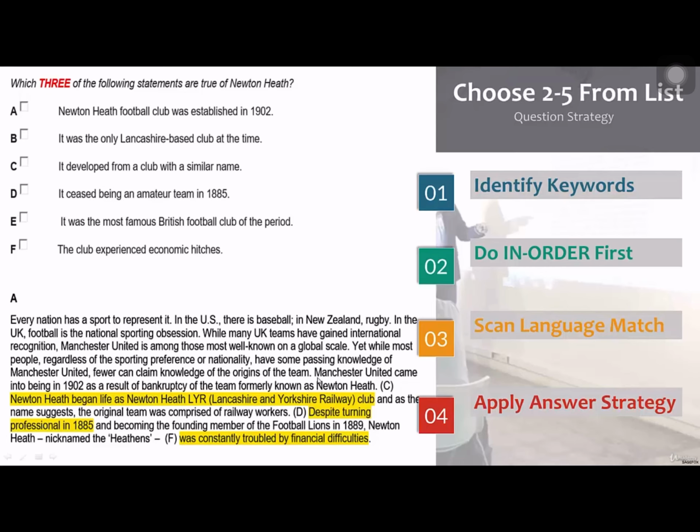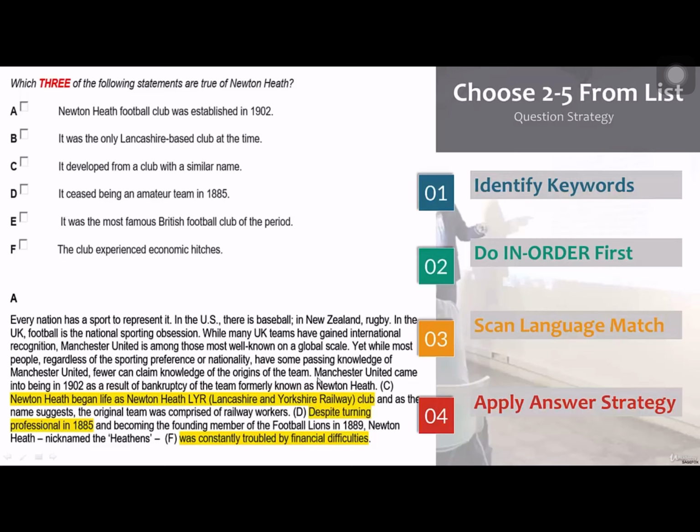Despite turning professional in 1885 and becoming a founding member of the Football Alliance in 1889, Newton Heath, nicknamed the Heathens, was constantly troubled by financial difficulties. So here we see choice D. It ceased to be amateur because it became professional in 1885.